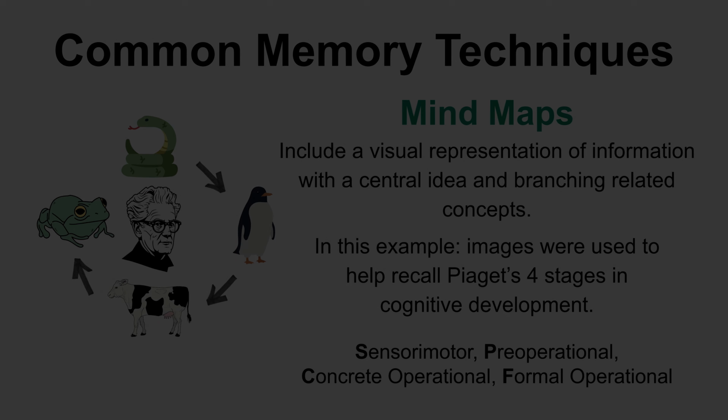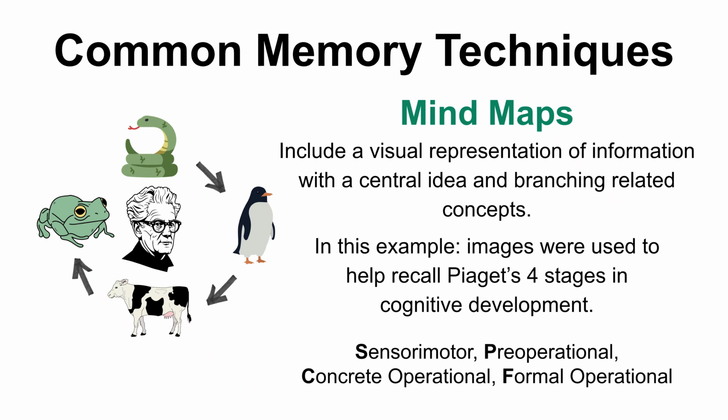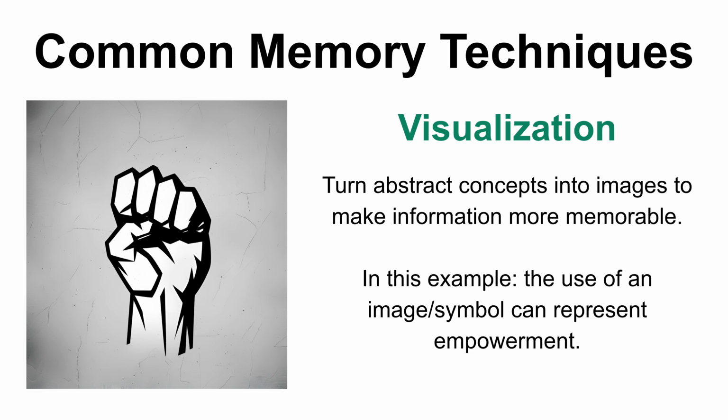Mind maps. Include a visual representation of information with a central idea and branching related concepts. In this example, images are connected to remember the Piaget stages of cognitive development. Each image represents the first letter in the stage: sensory motor, pre-operational, concrete operational, and formal operational. Visualization, taking abstract concepts and putting it into images to make information more memorable. In this example, we have the image of a fist to represent the concept of empowerment.